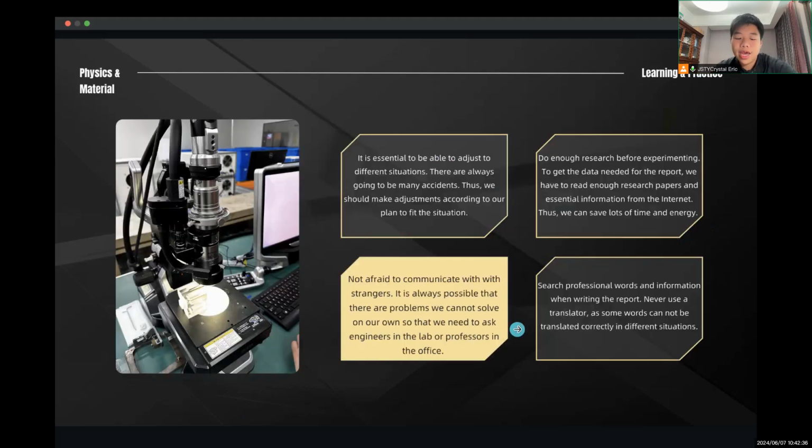And here are four habits that helped me the most during the whole process. It is very essential to be able to adjust to different situations. And we should do enough research before doing the experiments because this can help us save lots of time and energy. Thirdly, we should never be afraid to communicate with strangers because sometimes strangers are more professional than we are. Finally, we need to search for professional words and information while writing a research paper instead of just copying and pasting into the translator.